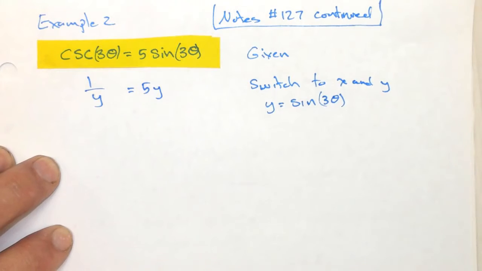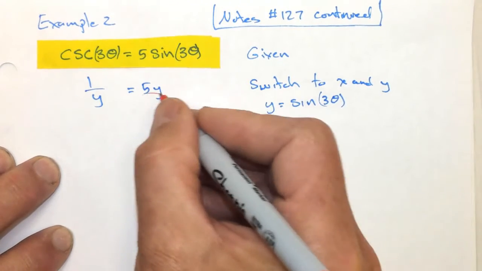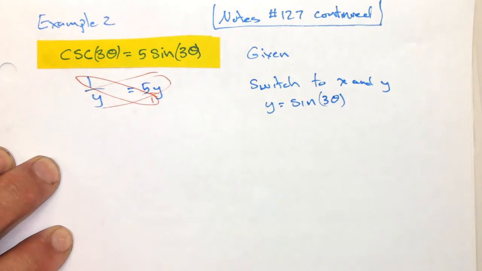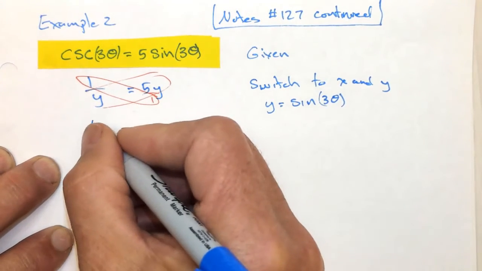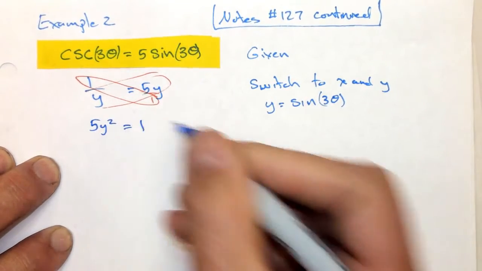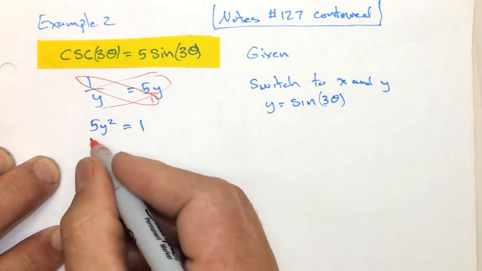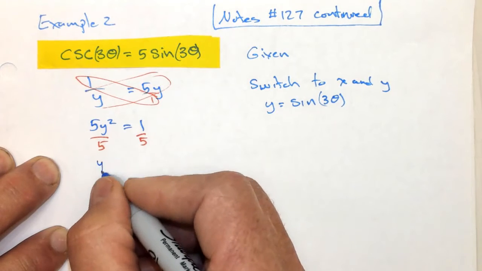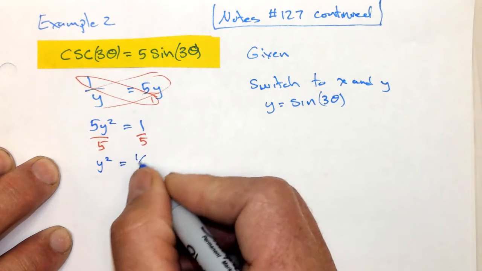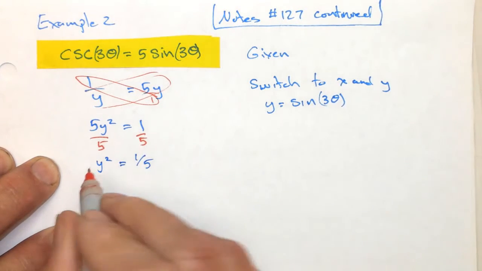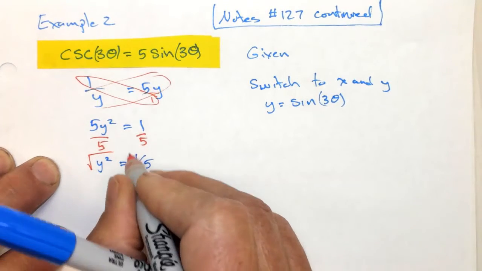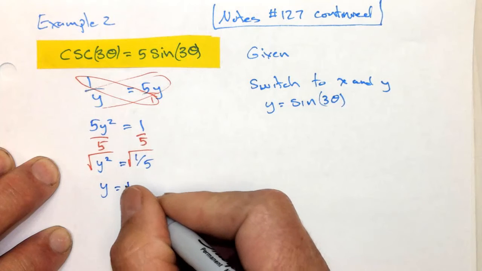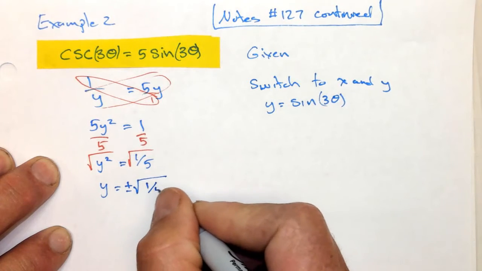Okay, let's just go ahead and solve this like we normally do. Cross multiply. 5y squared equals 1. Divide by 5. Y squared equals 1/5. Take the square root of both sides. Y equals plus or minus the square root of 1/5.